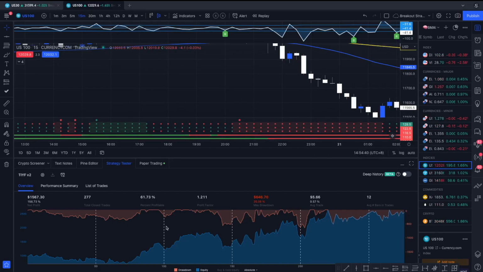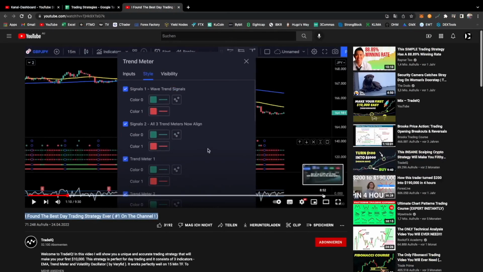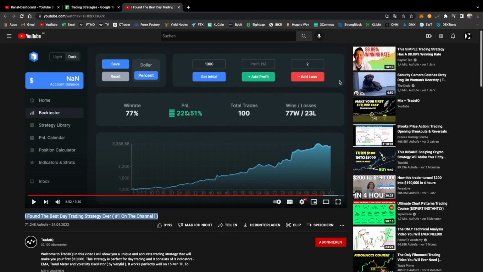I have a look at what TradeIQ is claiming. TradeIQ is claiming a 225% gain on account, obviously because he's risking 2% with every trade, and I can't do that with Tradingview, unfortunately, as properly. But we are getting nowhere near the 77% win rate, and that's just 100 trades. That's a very, very tiny amount to backtest with, in my opinion, especially if you have the power of coding and you can backtest a few hundred trades within seconds.